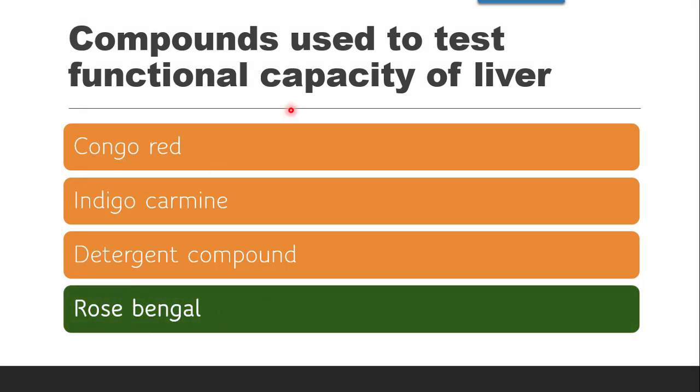And other compounds which are used to determine the functional capacity of liver is sulfobromophthalein sodium. Now for this classification, you will say that how it is possible to remember all these examples, that too very correctly into that perfect class.